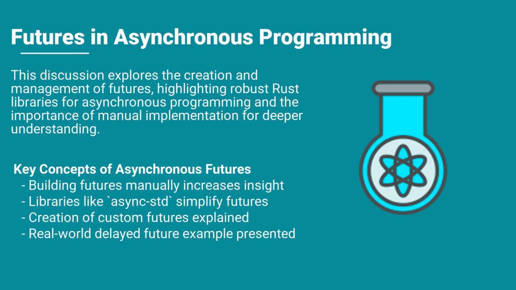Luckily, the Rust ecosystem offers libraries like async-std and Tokio that provide robust abstractions for handling asynchronous programming. These libraries simplify the creation of futures and allow you to focus more on your application logic rather than the intricacies of the underlying machinery. However, understanding how to create your futures manually grants insight into the core concepts of asynchronous programming, so you can effectively debug or even develop advanced features.